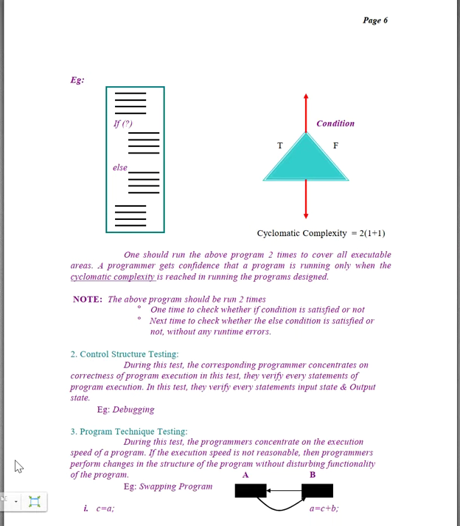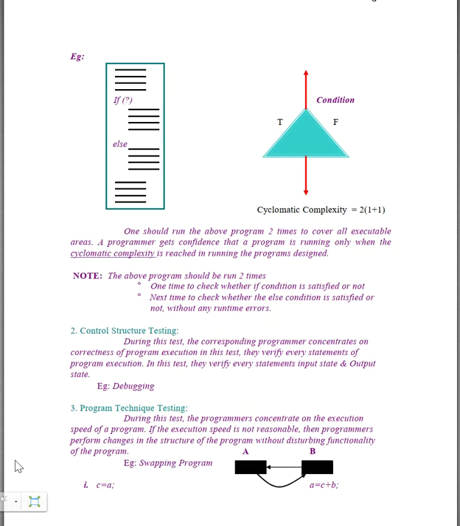Then we have control structure testing. During this test, the programmer concentrates on the correctness of the program execution. They verify each segment of the program execution, so each segment is based on the input and output. Based on the input, is it giving the correct output or not?